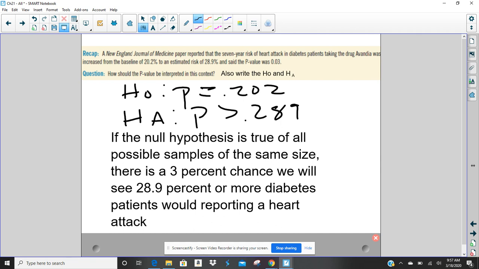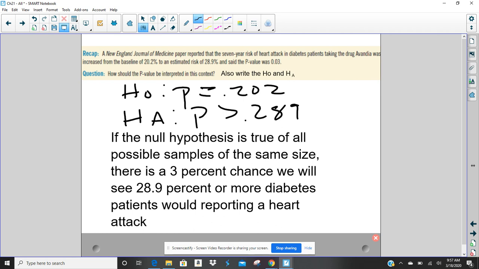So in this case, they gave us what our sample proportion was, 28.9. So it's saying that if the null hypothesis is true, of all samples of the same size, so that wording is always the same, comma, there's a 3% chance, or whatever your percentage is, that we will see, in this case, 28.9% or more diabetes patients reporting a heart attack.